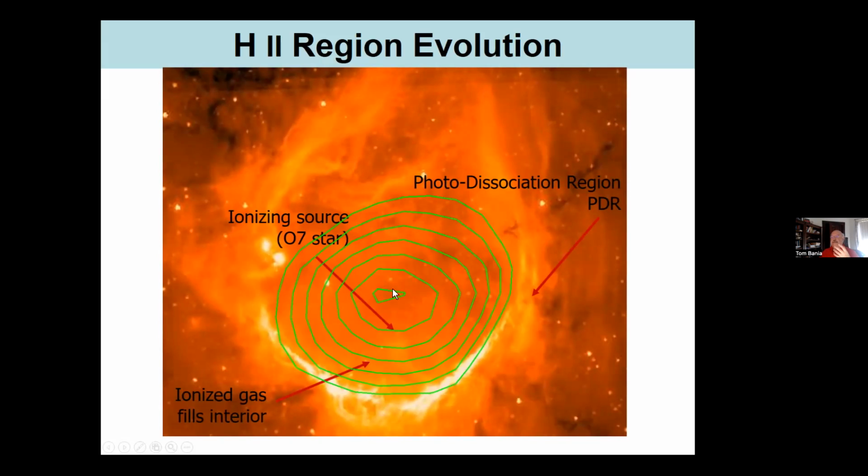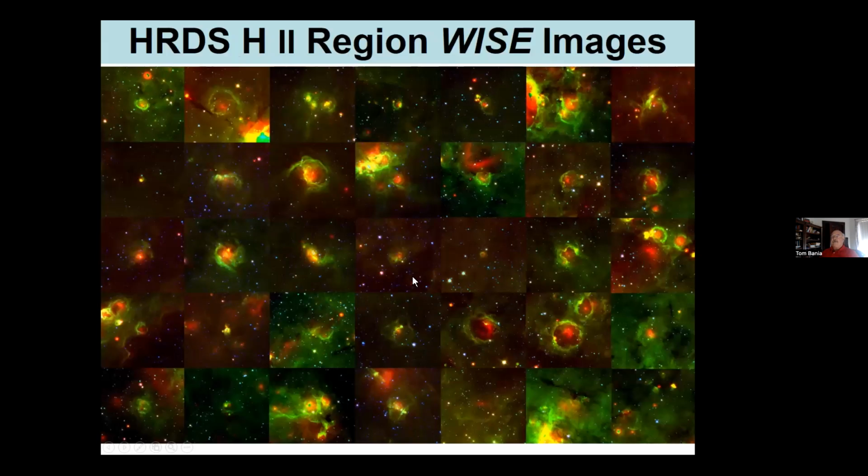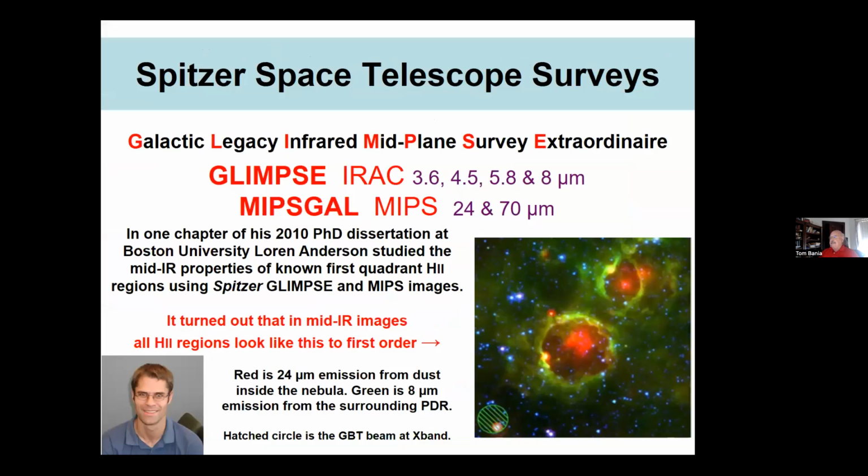So if you see something that looks like this, and here are a bunch of images, not now from Spitzer but from the WISE satellite, Lauren and his team laboriously scanned the entire galactic plane around the entire sky from the WISE satellite and made a list of H2 region candidates. You can see that a lot of them look exactly like we just described. These are targets. Lots of those H2 regions in his thesis were not known to be H2 regions, hundreds of them actually. And so we had a target list.